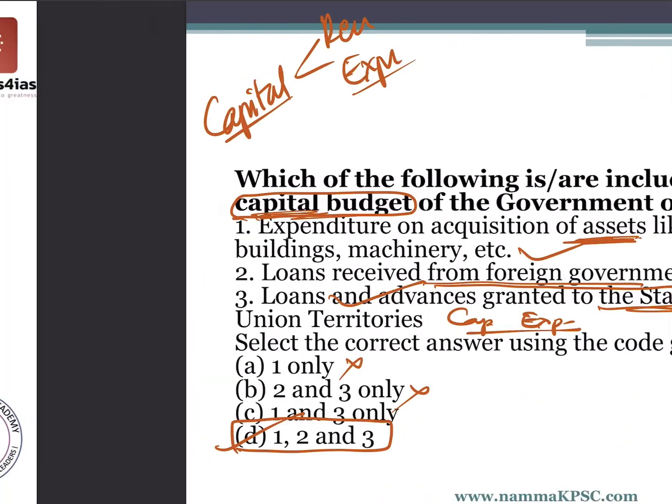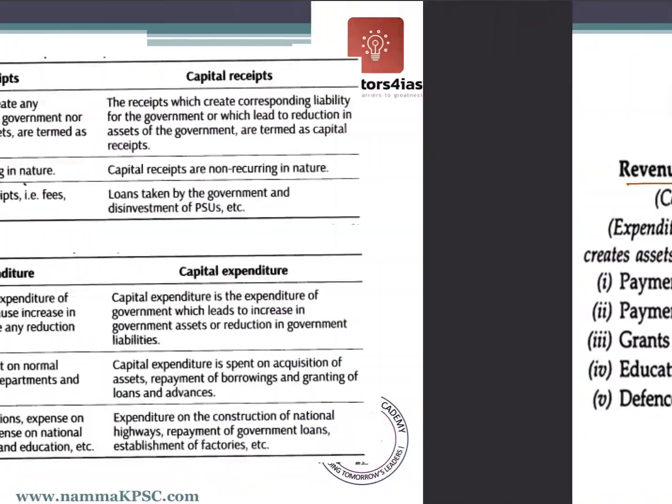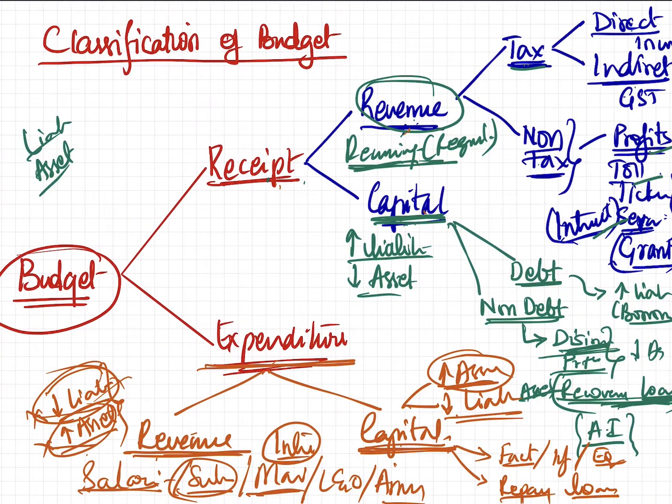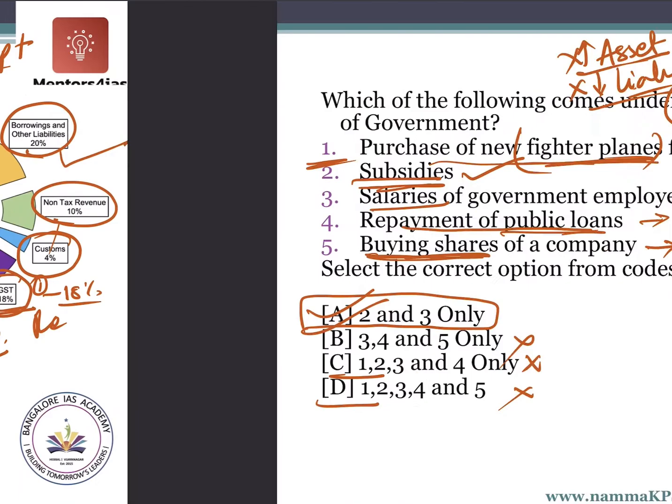Now, this is how we classify our budget. So again discussing budget: receipts, revenue receipts, tax; revenue, non-tax; capital receipts, etc. So first we will start our discussion with taxes. Receipts may be revenue and capital. Under revenue you have taxes. So we will now start our discussion on taxes. I hope this is clear.